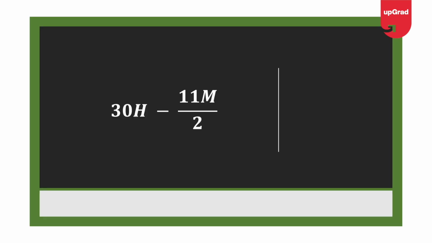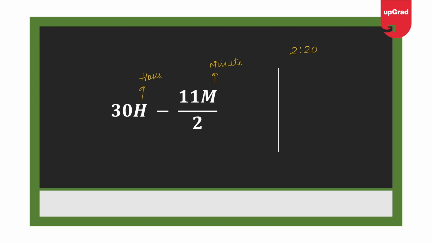Now, some of the books will also comprise a straightforward formula, which is 30h minus 11 by 2m. I usually do not recommend this formula, but yes, there are people who use this formula to solve the question, and hence I would like to quickly take you through this formula once again. Here H stands for hour and M stands for minute. Now what does that mean? Let's see.